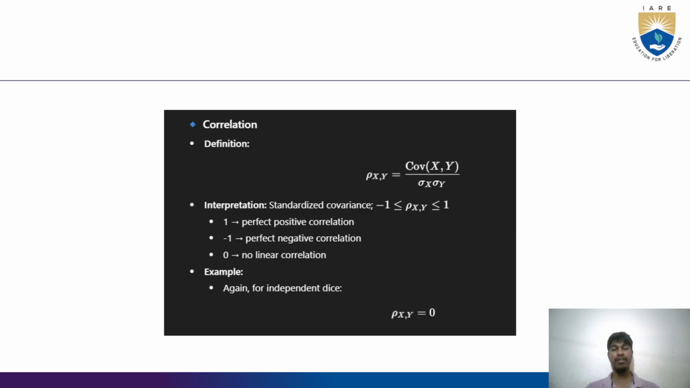Correlation. Definition: correlation of x and y is equal to covariance of x and y divided by sigma x and sigma y. Interpretation: standardized covariance lies between -1 and 1. 1 is known as perfect positive correlation, whereas -1 is known as perfect negative correlation. When it is 0, there is no linear correlation.